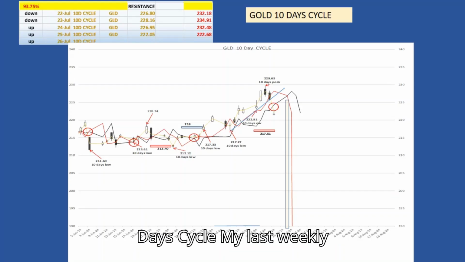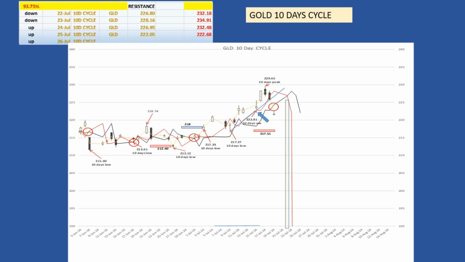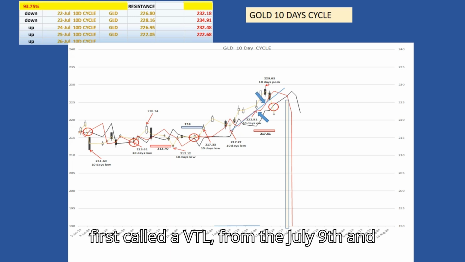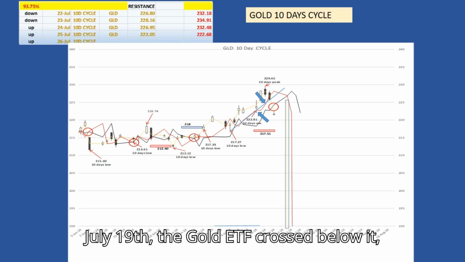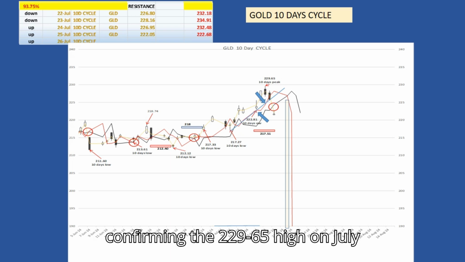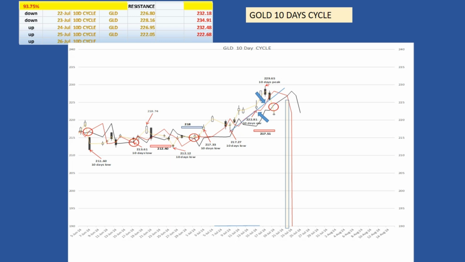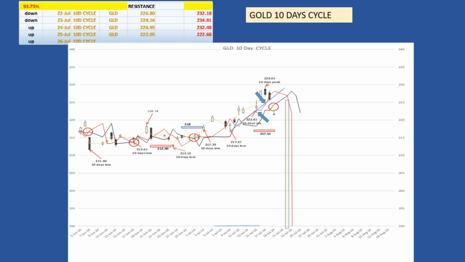The 10 days cycle. My last weekly update was on July 1st. The last 10 days cycle formed on July 15th. I draw a 10-day cycle trend line, what Hurst calls a VTL, from the July 9th and July 15th lows. On Friday, July 19th, the gold ETF crossed below it, confirming the 229.65 high on July 17th is at least the 10-day cycle peak. The cycle trend line is very helpful to identify the cycle peaks.